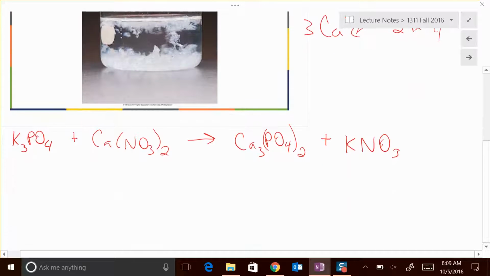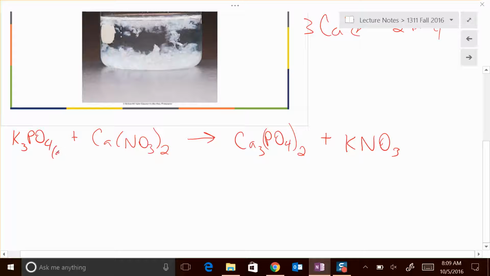Now I want to identify, so these are aqueous. That's how we can use them, okay? And the question is, are these soluble or insoluble? So look at this one first, potassium and nitrate. Look at potassium. Where's it found on the periodic table? First column, that's an alkali metal. What do we know about alkali metals? They are soluble. Nitrates are also always soluble. Okay? So, aqueous.